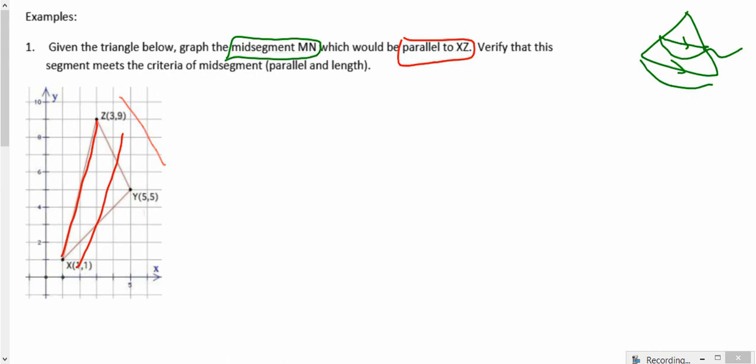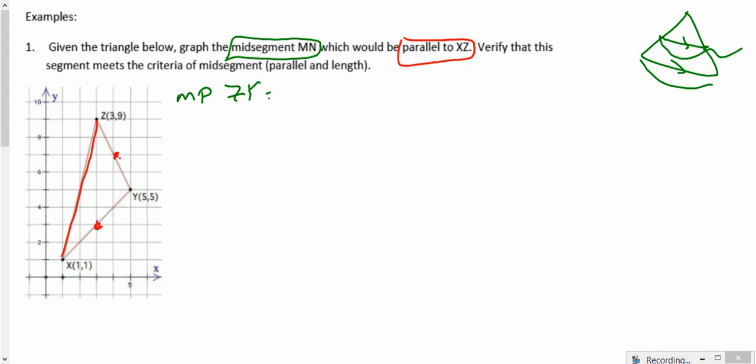So where would that be? Well, it's somewhere in the middle. One would guess here, and one would guess here as being the midpoints, but we can't guess, we have to show. All right, so let's find the midpoint of YZ, or ZY.